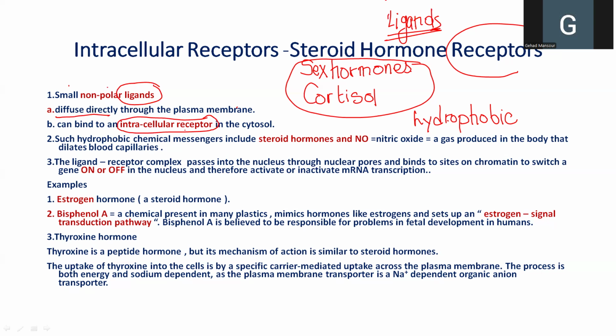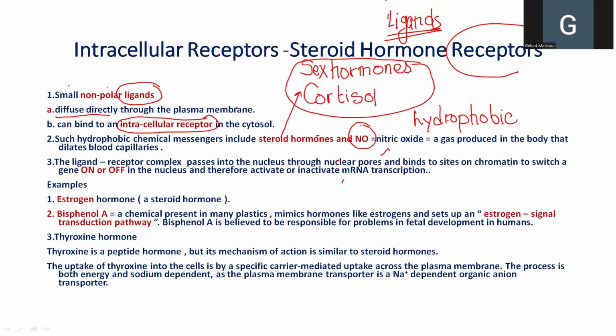Examples of such hydrophobic chemical messengers include, as we said before, the steroid hormones, sex hormones, and cortisol, as well as an important chemical that is produced in the body, which is NO, or nitric oxide. N refers to nitrogen and O refers to oxygen. This is a gas produced in the body to dilate the blood capillaries. It is important because it dilates the blood capillaries, thus increasing the blood flow.